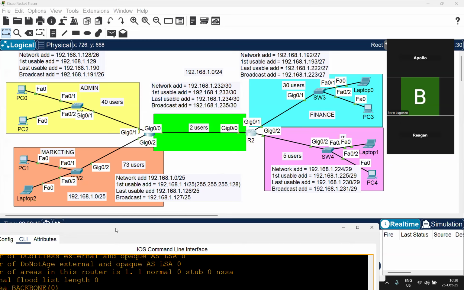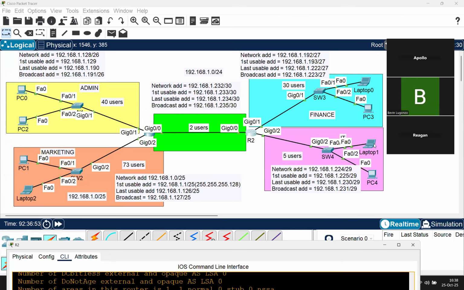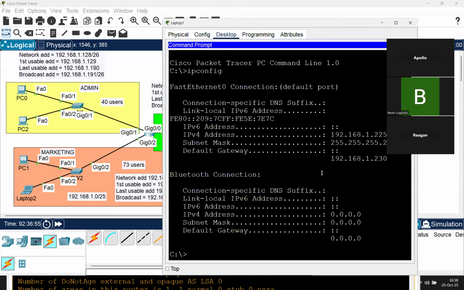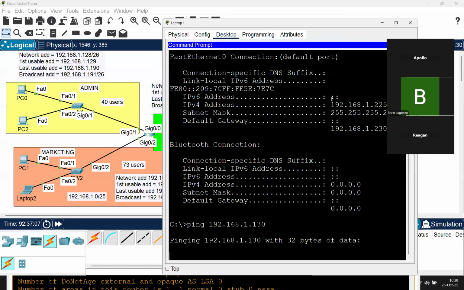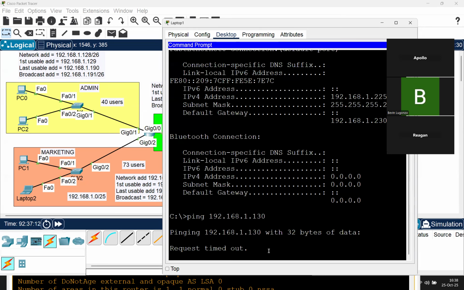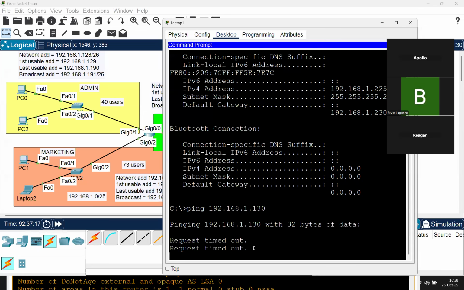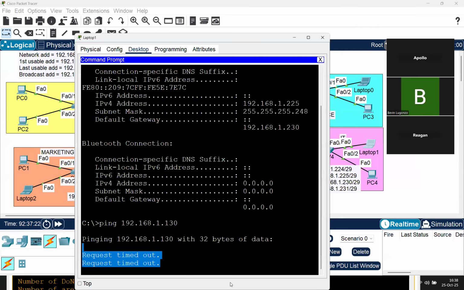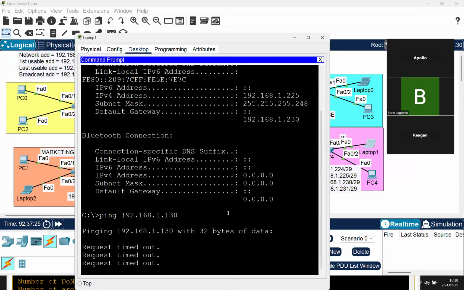Let's see if it can ping its own gateway. If this guy here can ping its gateway. So ping 192.168.1.130. That shows there's a problem because this guy cannot ping its own default gateway. What should be its default gateway? No, it shouldn't actually be 130. 130 is the wrong address.